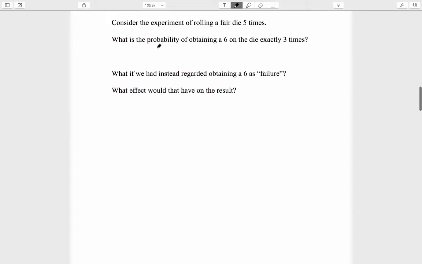Let's look again at this experiment of rolling a fair die 5 times, and finding the probability of rolling a 6 exactly 3 times. What if we had regarded obtaining a 6 as a failure instead of a success? What effect would that have on the result, and how would the computation go? Well, in that case, n would still be 5, but now little p would be 5/6, and 1 minus little p would be 1/6. If rolling something other than a 6 is a success now, we have a 5 out of 6 chance of success on each roll.